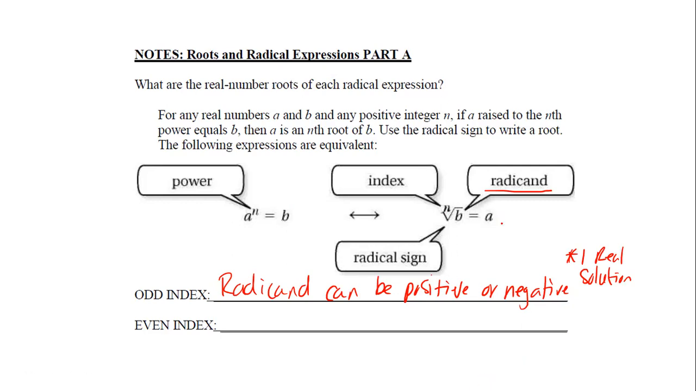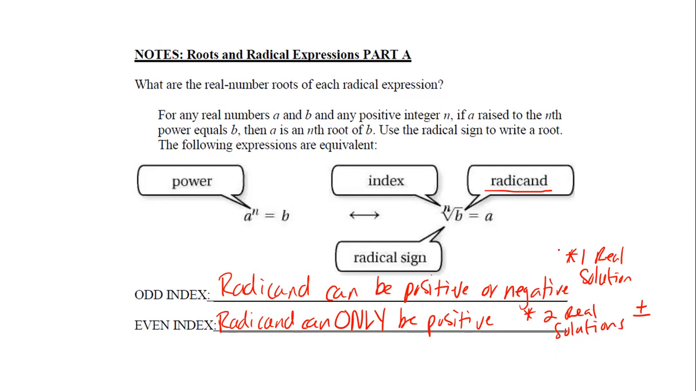Now, if it's an even index, your radicand can only be positive. Can only be positive. Okay, so if it's an even index, meaning 2, 4, 6, 8, who do we appreciate, it can only be positive, and it's going to result in 2 real solutions. The reason it results in 2 real solutions is because a negative times a negative is always going to produce a positive, okay? So you're going to have your positive solution and your negative solution.